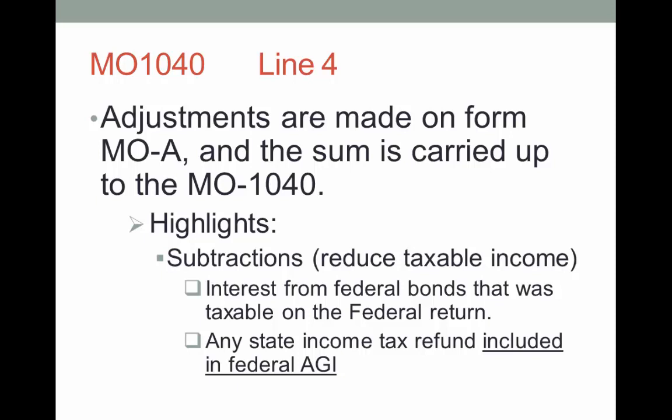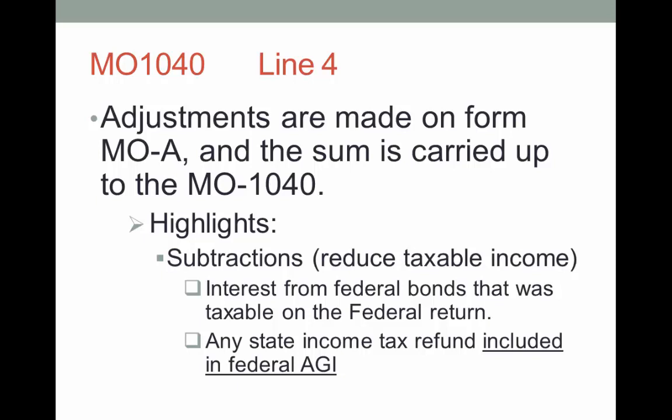The first one is interest from federal bonds that was taxable on the federal return. So if a person had a brokerage statement, that's usually where this shows up. And on the brokerage statement, there were federal bonds that were held, and for some reason they were taxable. If they were taxable on the federal return, you get to turn around and take a subtraction here. I don't think that the software automatically does this for you, so you have to remember to check.